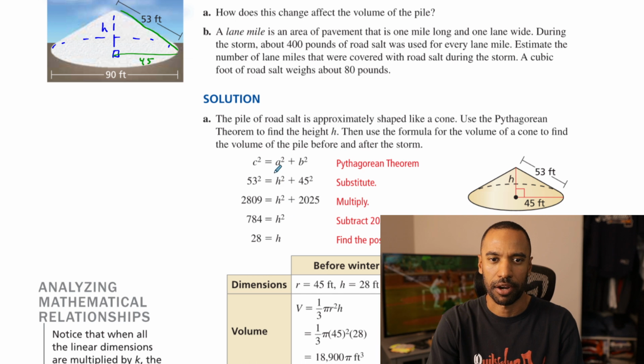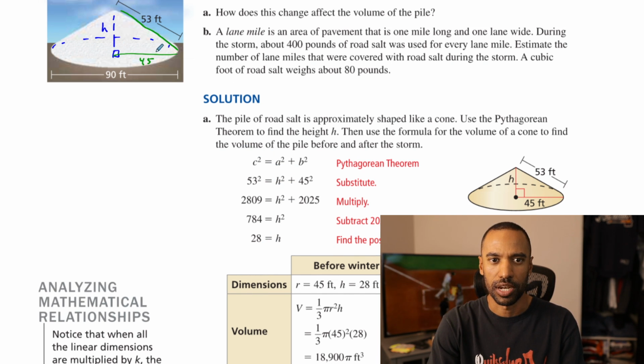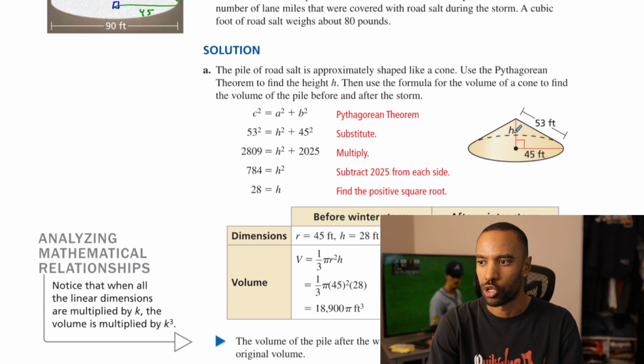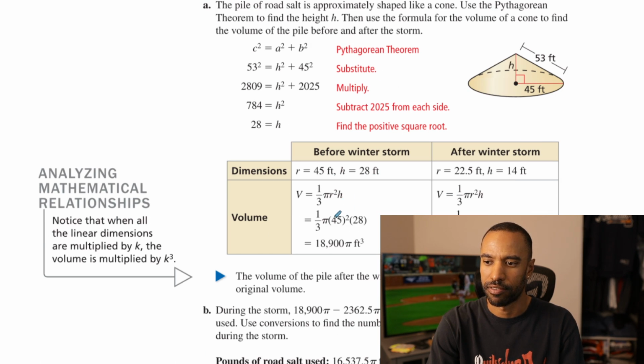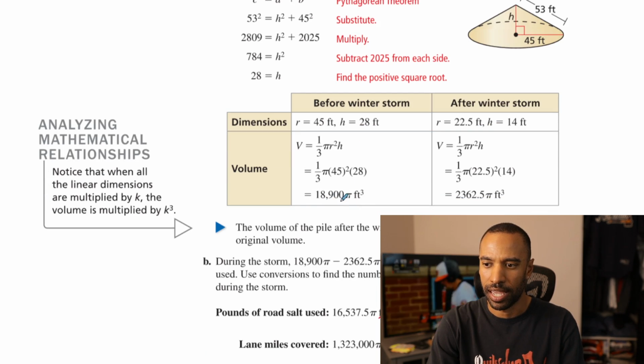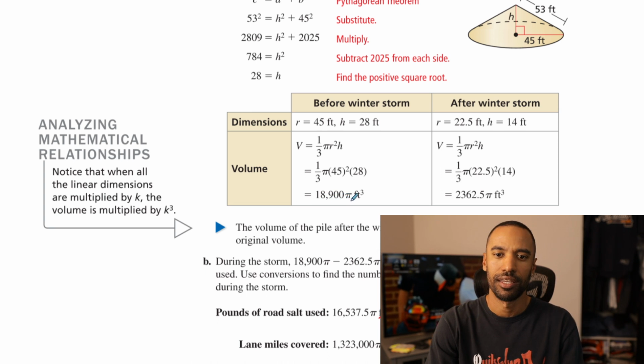So they're going to use a Pythagorean theorem setup to do that. Looks like we're getting exactly 28 from that. So it's an a squared plus b squared equals c squared kind of setup. Now they're going to solve for h, and here's a drawing, perfect, to get 28. And 1/3 area of base is pi r squared, pi times 45 squared, and then times that height of 28, and you get values out from that. So this one's 18,900 pi cubic feet.